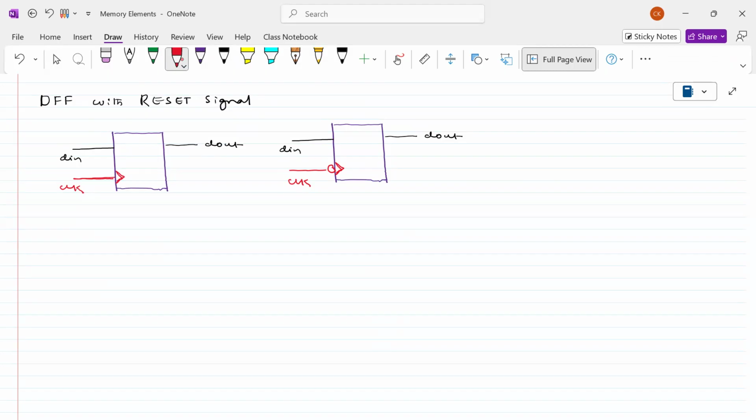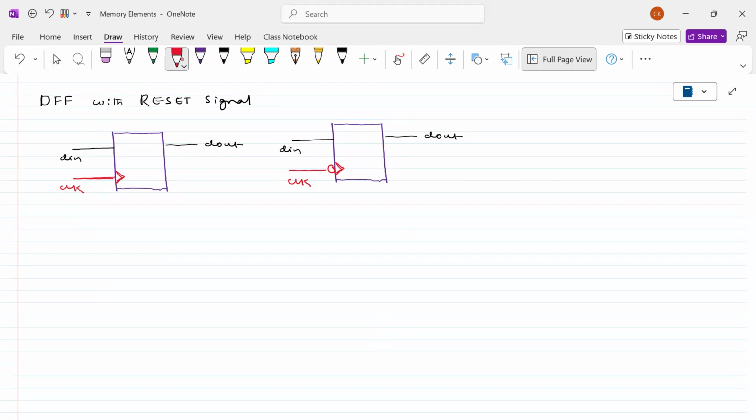Now can you differentiate between the latch and flip-flop? What is the difference? It's level sensitive. That means if it is a latch, the transparency occurs based on the level, whereas in the flip-flop, the transparency occurs based on the edge.